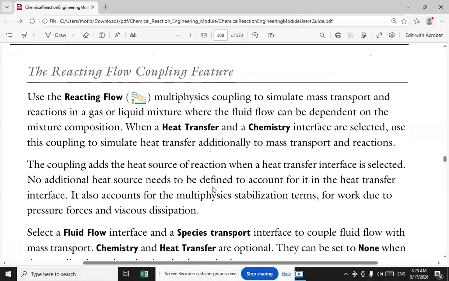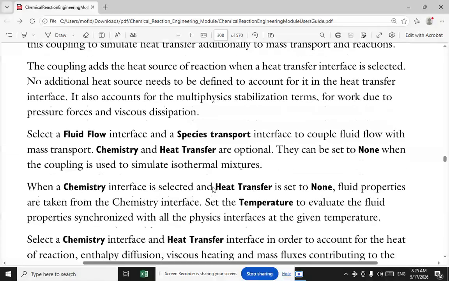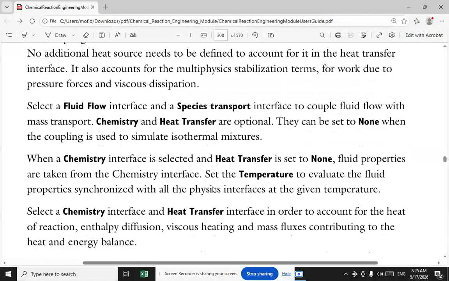When a heat transfer and a chemistry interface are selected, use this coupling to simulate heat transfer in addition to mass transport and reactions. The coupling adds the heat source of reaction when a heat transfer interface is selected. No additional source needs to be defined to account for it in the heat transfer interface. It also accounts for the multiphysics stabilization terms for work due to pressure forces and viscous dissipation.